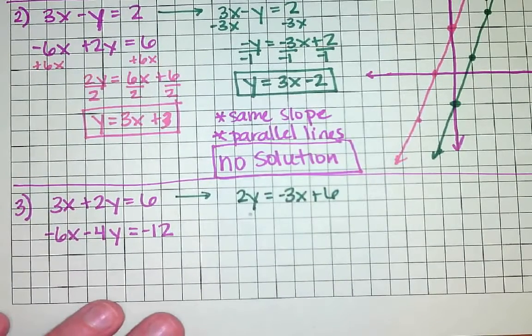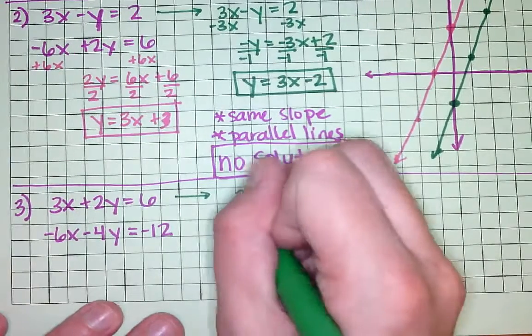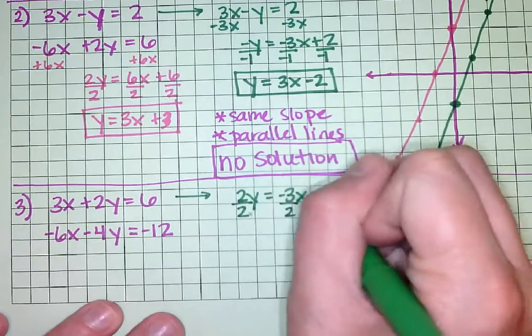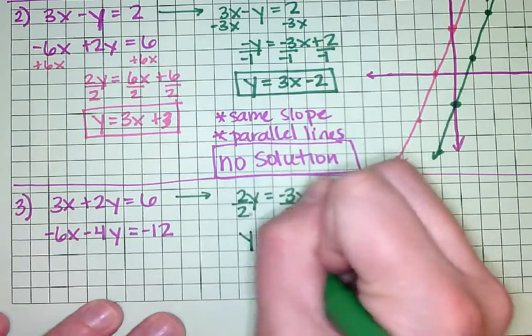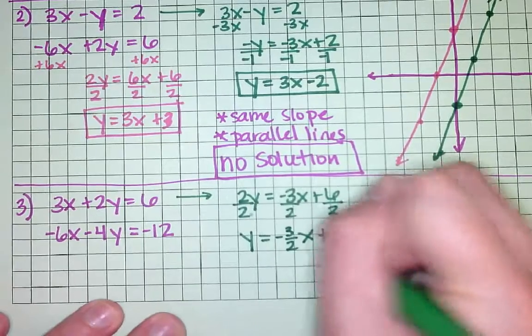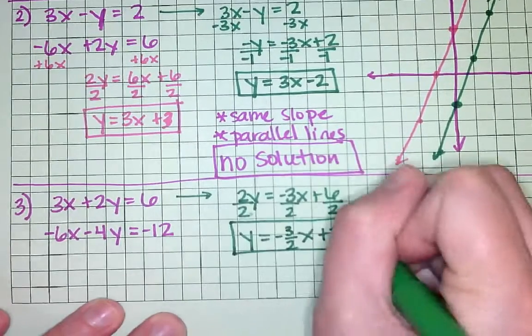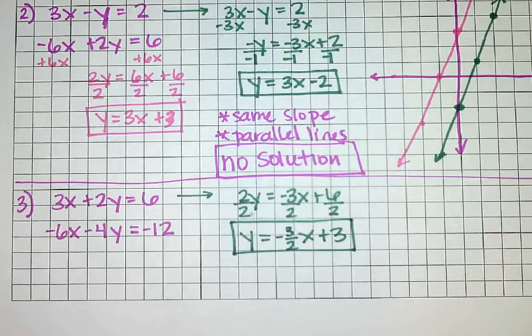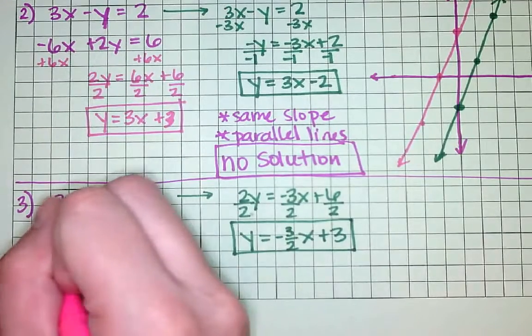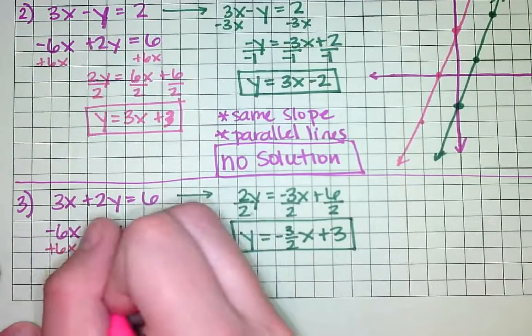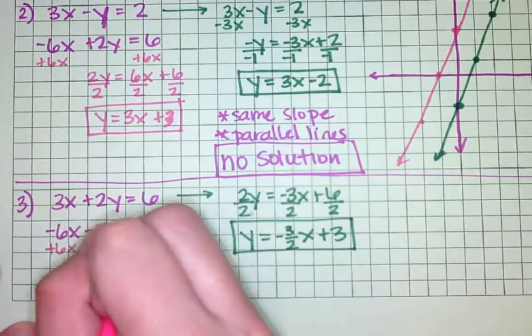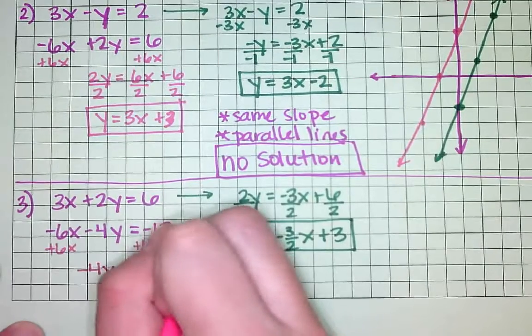Subtracting 3x like that, and then we're going to divide by 2, which gives us y is equal to negative 3/2 x plus 3. So that's one of my equations. All right? My second equation, we've got to add 6x to both sides, so that gives us negative 4y is equal to 6x minus 12.